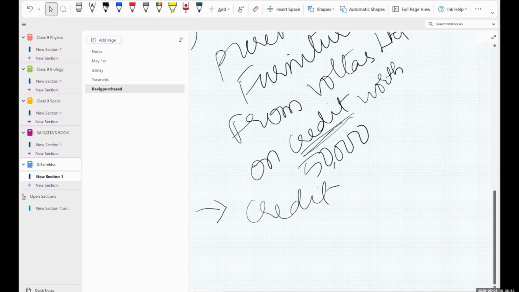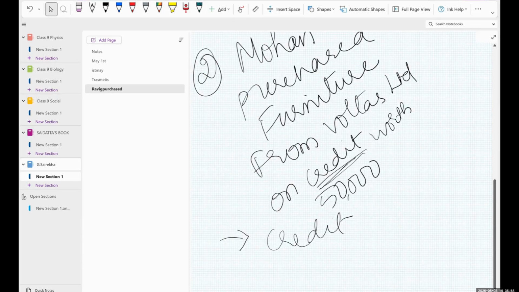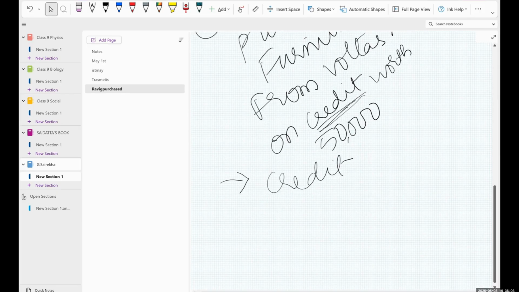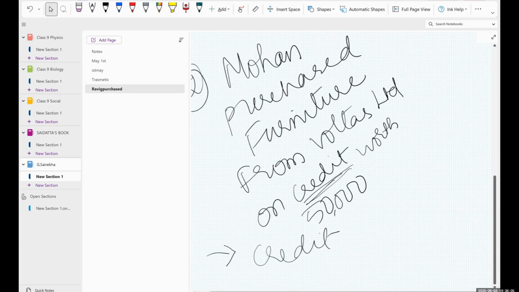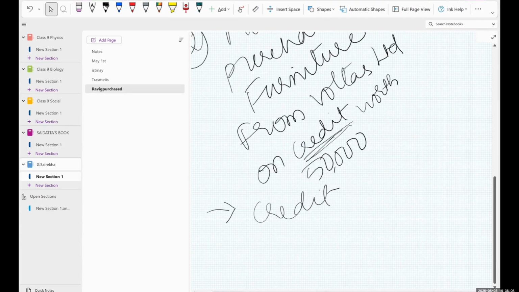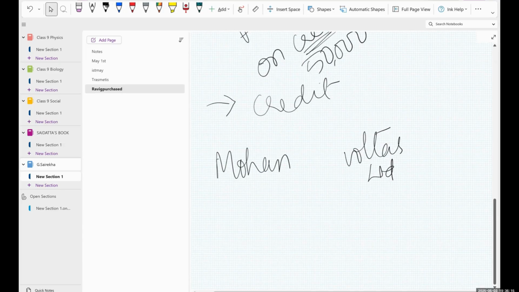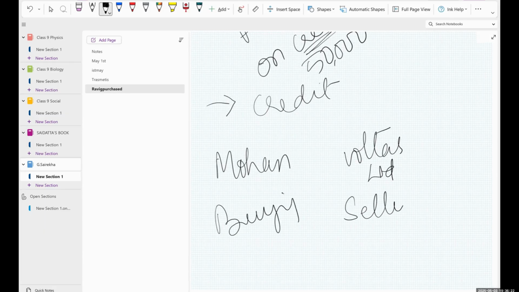So tell me, who are the two parties here in the transaction? Mohan and Voltas. So the first person is Mohan, the second person is Voltas. Now who is buying and who is selling? Mohan is buying and Voltas is selling. Who has to give the money? Mohan.